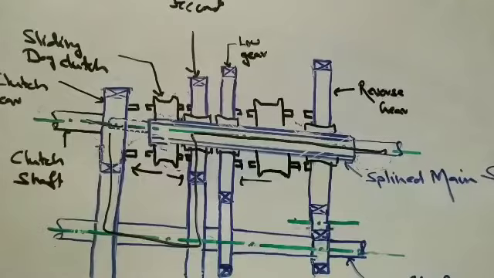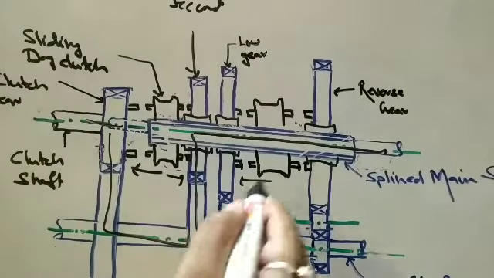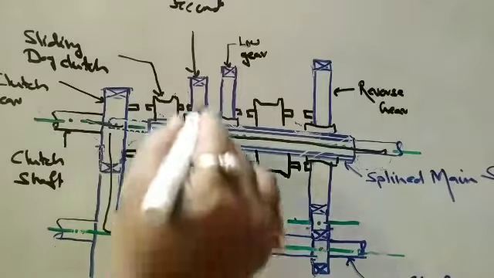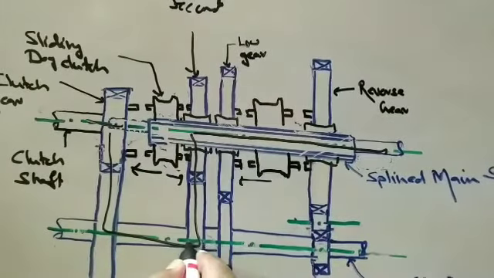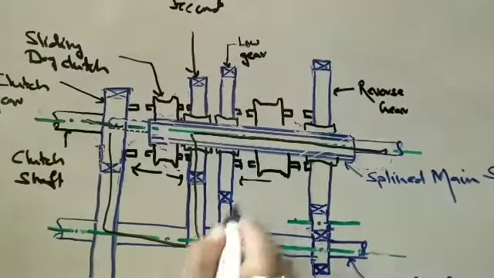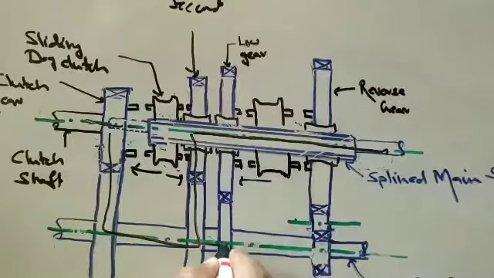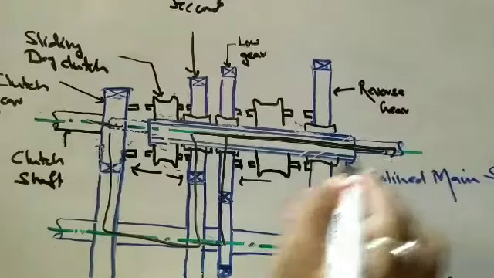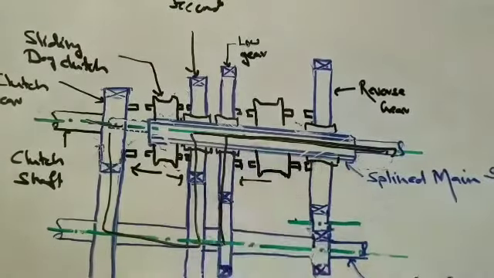what happens? Now the power moves to the second lower gear. Now the power comes over here, and as the dog clutch is engaged to the left, now the power moves in this direction, with the help of the lower gear.